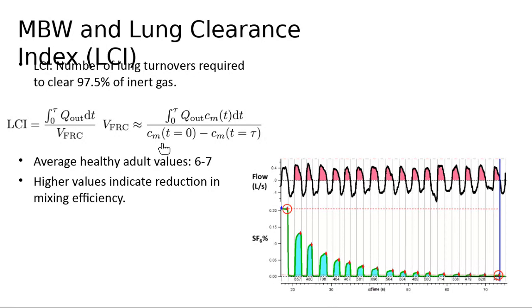So it's how much gas you have to exhale to get below a certain threshold concentration, which is 2.5% of the original concentration, and that's divided by your lung volume, or FRC volume, your resting lung volume.